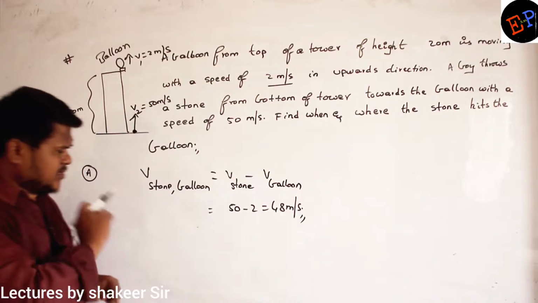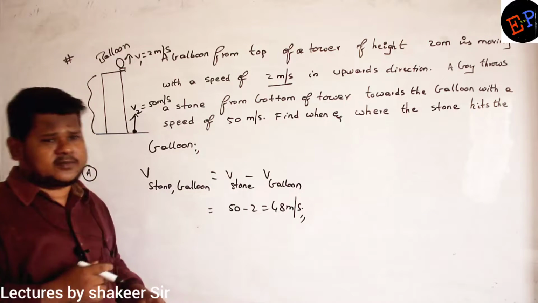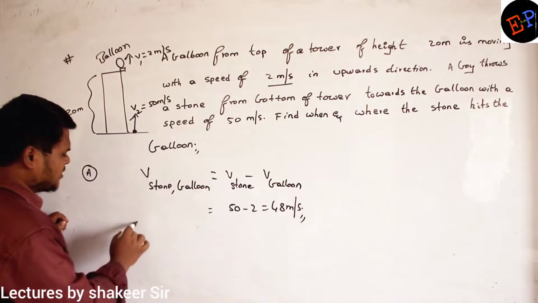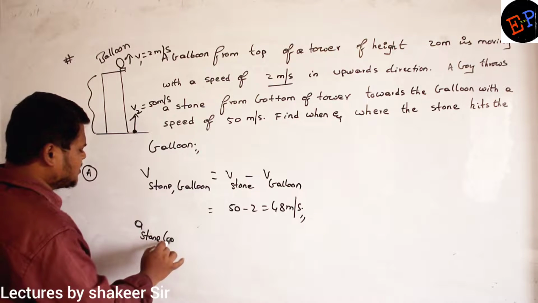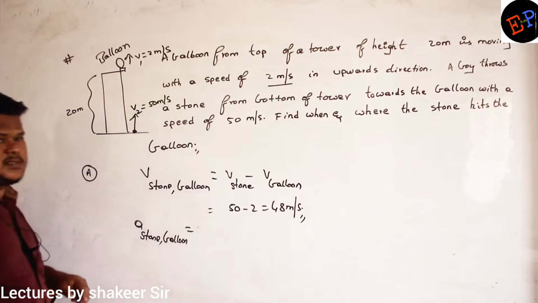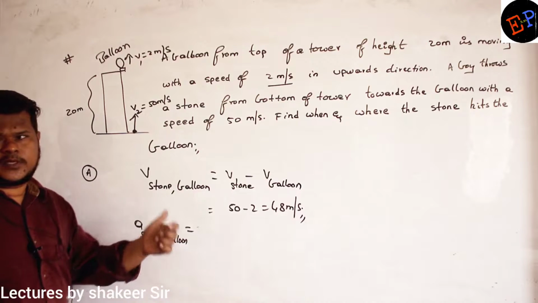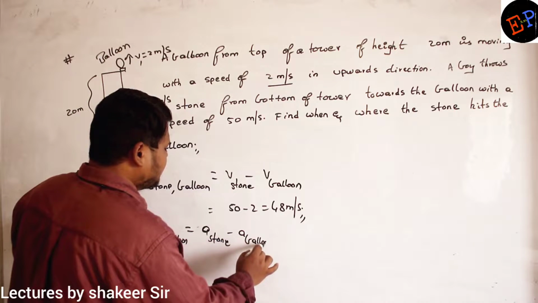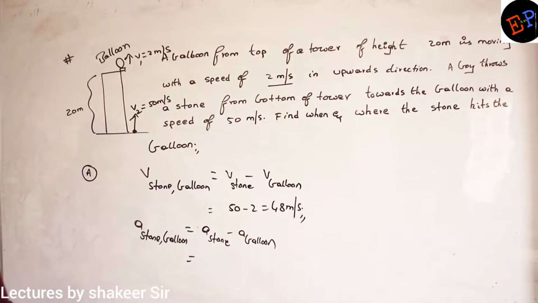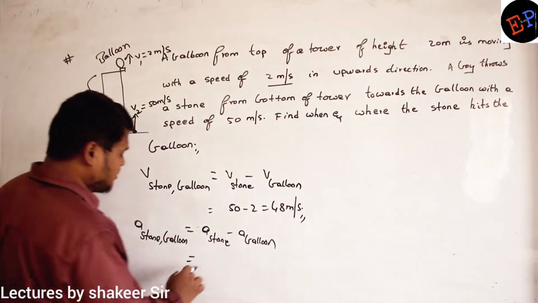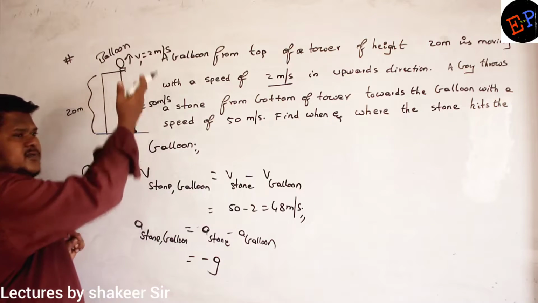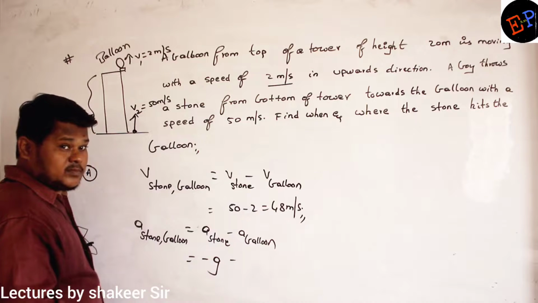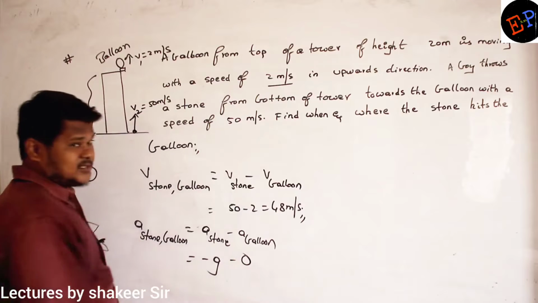Now we have understood that if we are taking velocity relatively, then acceleration, displacement, everything we have to take relatively only. So let us take relative acceleration. The acceleration of the stone with respect to the balloon is the acceleration of the stone minus the acceleration of the balloon. This is how we write the relative concept. The acceleration of the stone is minus g, because the stone is moving under the effect of gravitational force. The acceleration of the balloon is 0. It doesn't have any acceleration.